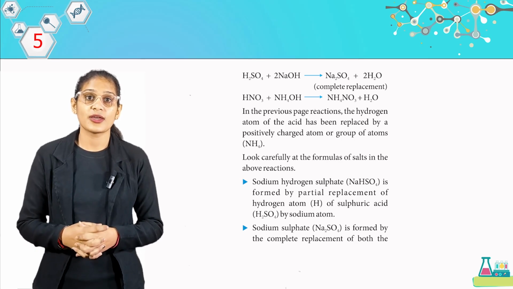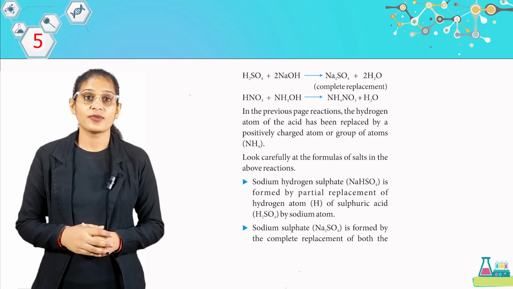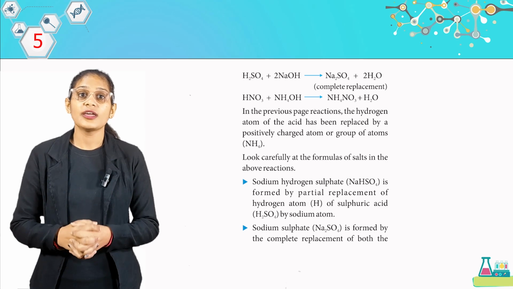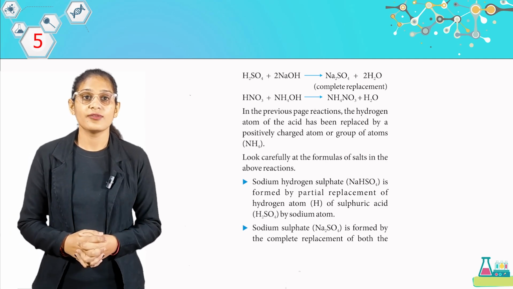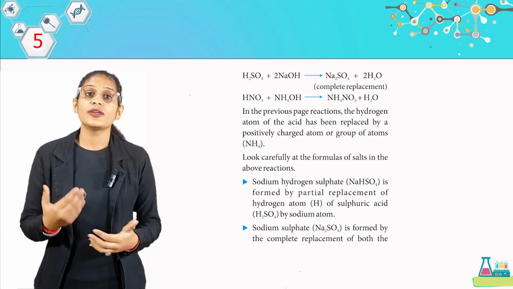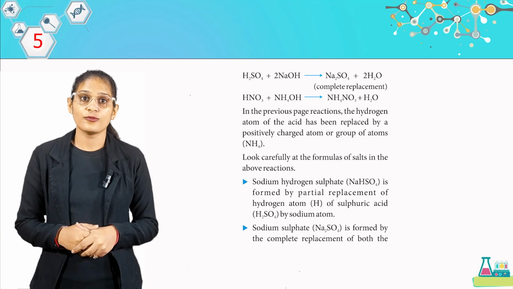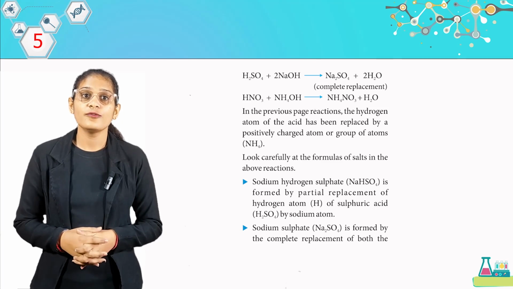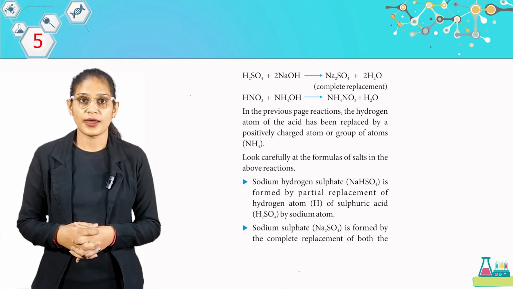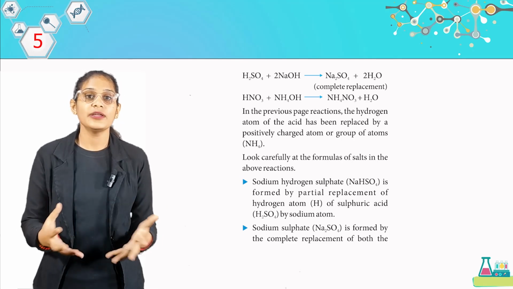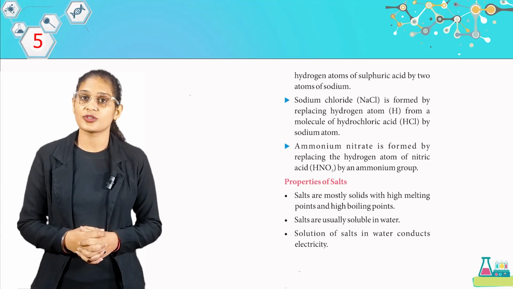Now, in the previous reactions, the hydrogen atom of the acid has been replaced by a positively charged atom or group of atoms, NH4. Look carefully at the formulas of salt in the above reactions. So, students, now look at the formulas of salt. We have sodium hydrogen sulfate NaHSO4, formed by partial replacement of hydrogen atom H of sulfuric acid H2SO4 by a sodium atom. Then we have sodium sulfate Na2SO4, formed by the complete replacement of both hydrogen atoms of sulfuric acid by two atoms of sodium.